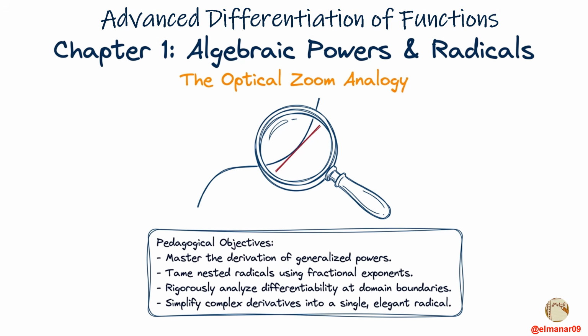In this chapter, we have four big goals. 1. Master the derivation of generalized powers, even when the exponent isn't a simple whole number. 2. Learn how to tame those scary-looking nested radicals, roots inside roots, by using fractional exponents.